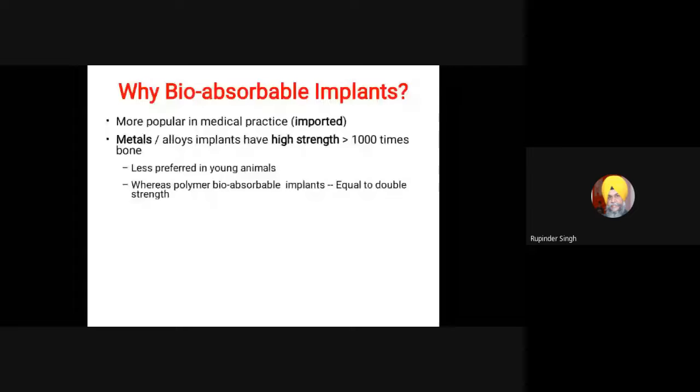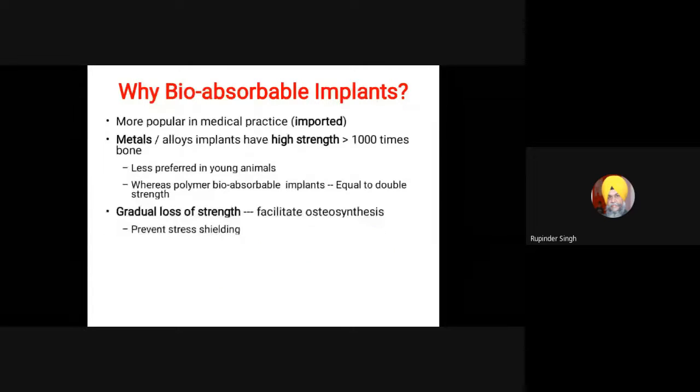So this strength is many times, maybe more than 1,000 times better than the bone, and particularly in young growing dogs, where the material properties of bone are significantly less. So in those animals, metal implants cause much more damage than benefit, whereas the polymer-based bioabsorbable implants, their strength is quite ideal.